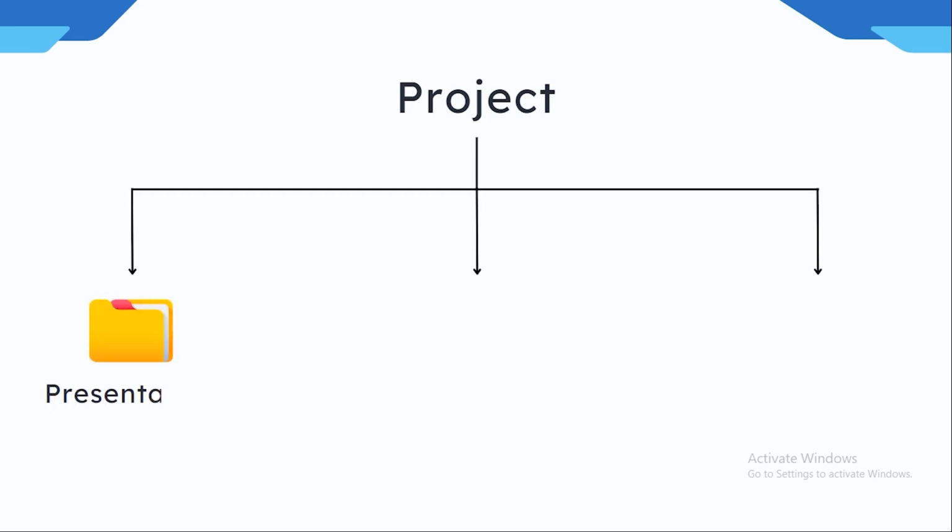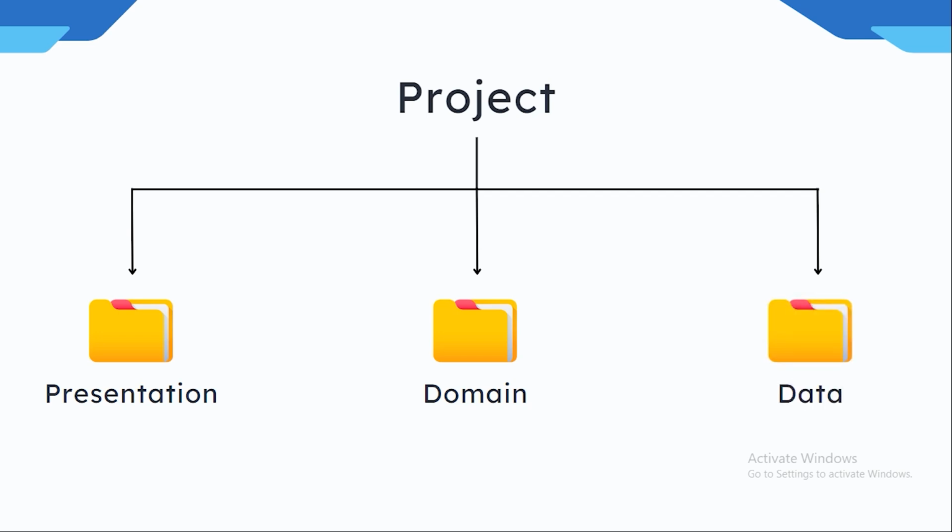Presentation layer, it handles the UI and user interface. Domain layer, it has the responsibility of containing the business logic and rules. It is the core part of the application and is independent of any other layer. Then we have the data layer. It manages data sources and handles data operations. It implements repository interfaces defined in the domain layer.